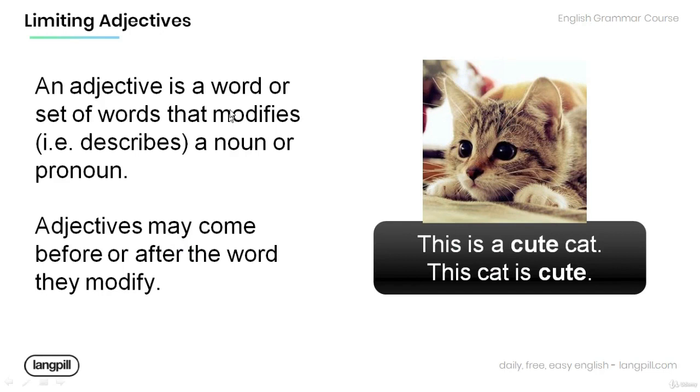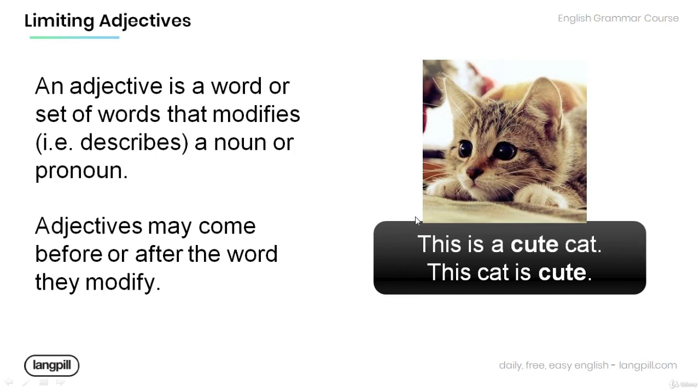An adjective is a word or set of words that modifies, in other words, describes a noun or pronoun. Remember that adjectives may come before or after the word they modify. Have a look at the example over here. This is a cute cat. This cat is cute. Now the word cute is an adjective and modifies the noun cat.